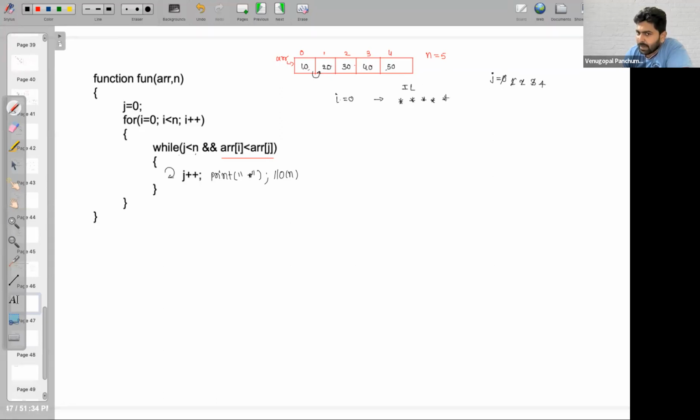So one more star will be printed, which means, when I is equal to 0, listen carefully, how many times is this loop working? 5 times, right? Everyone agree? Next time, if this value becomes 5, when J is equal to 5, tell me, will the while loop become true or false? False, right? Okay.